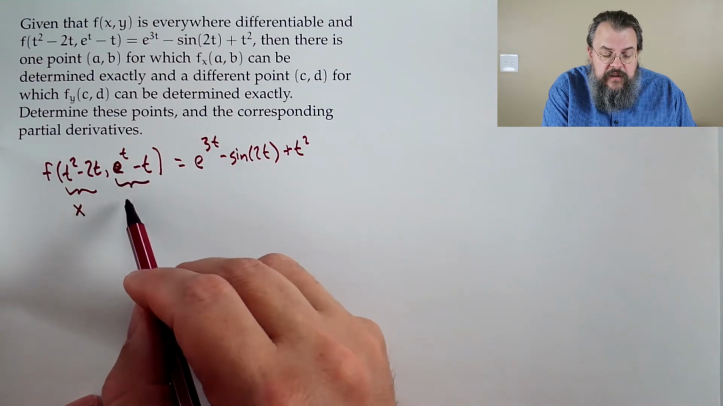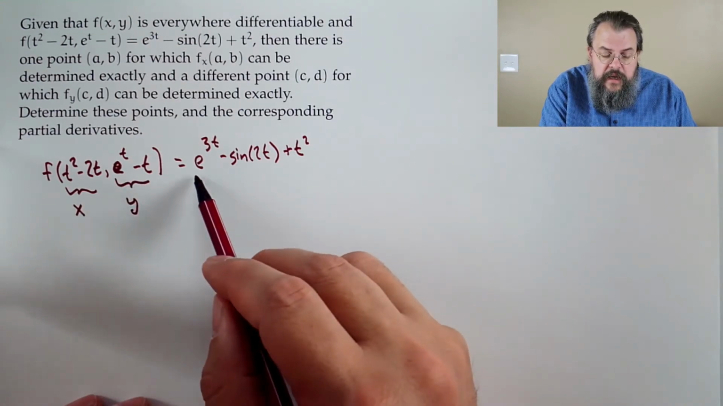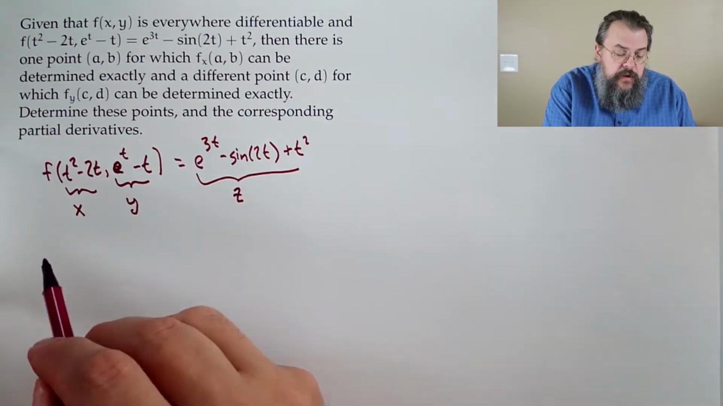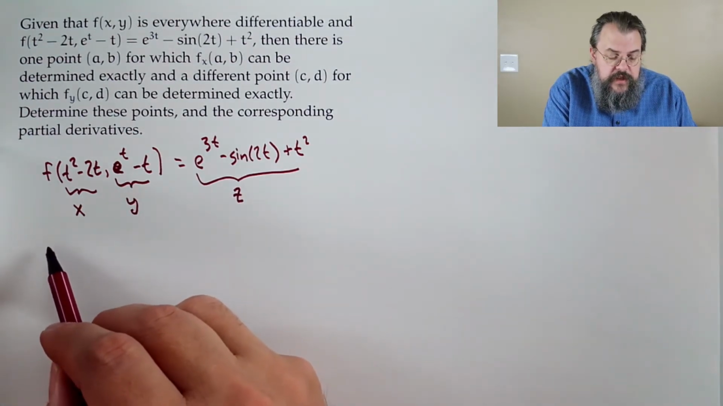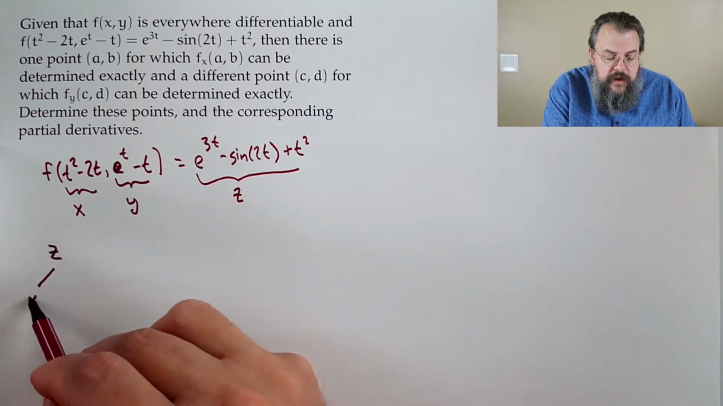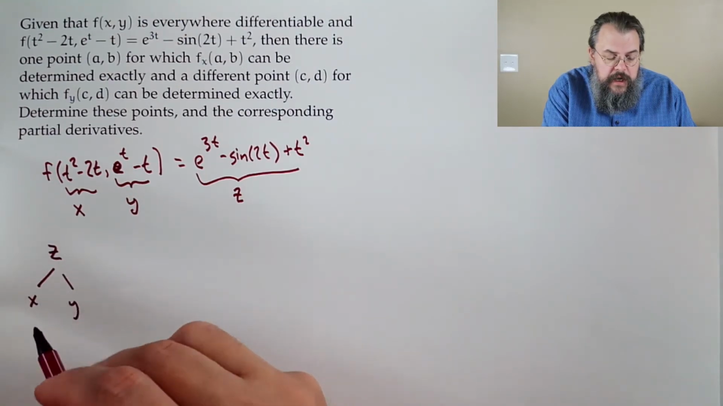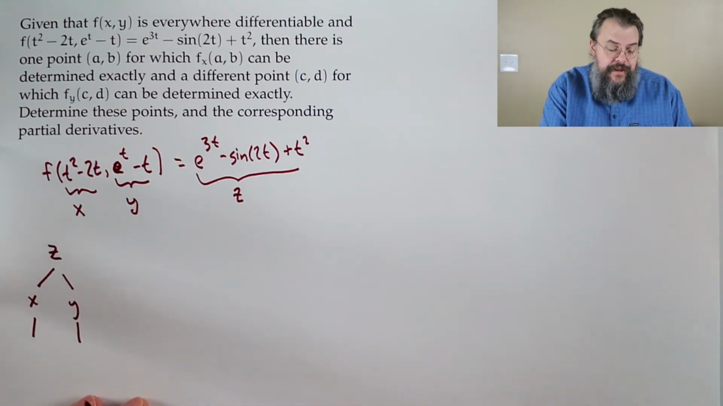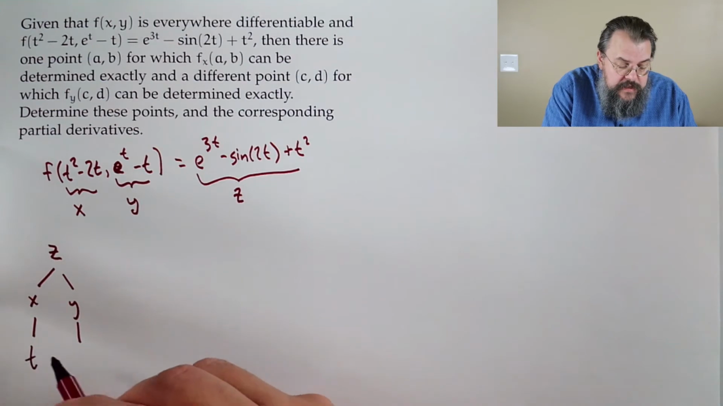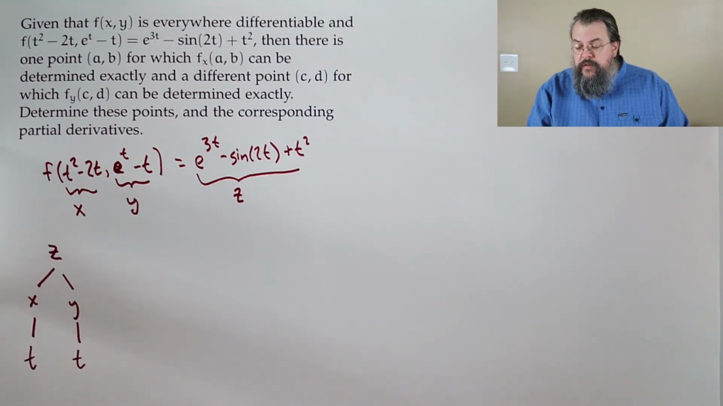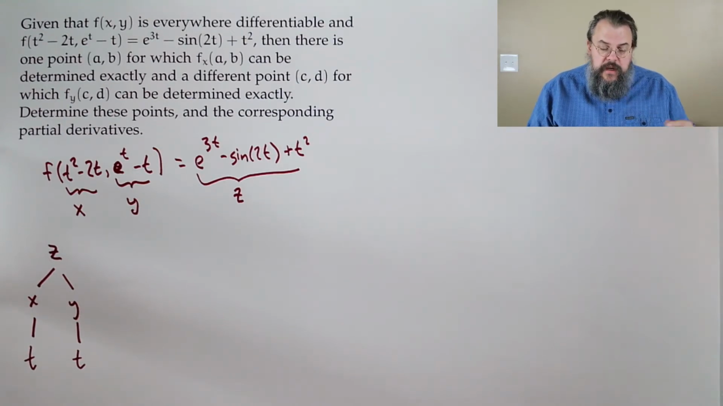This e to the t minus t is our y, and then of course we have our z. So if we're thinking of z as a function of x and y, we would normally say, look, z depends on x and y, and x and y now are functions of t. Okay, that's not so bad. Nothing too exotic here.